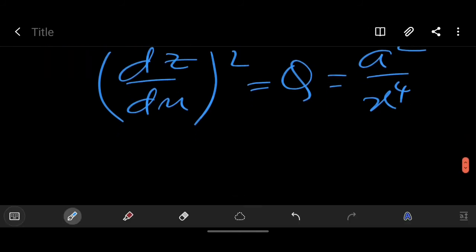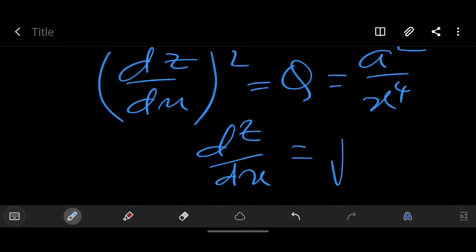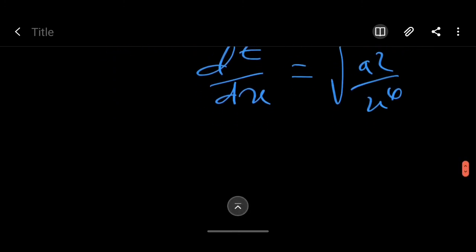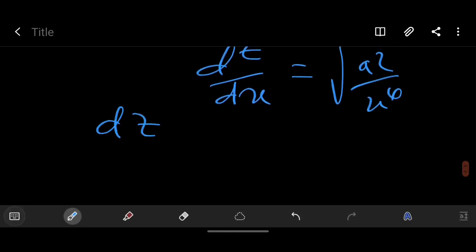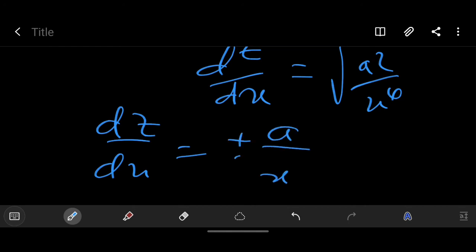After that, we want to find out z. So for (dz/dx) whole squared, we have to eliminate this square, which we can do by taking roots. If we take the roots on both sides, it becomes dz/dx equals root of a squared by x power 4. Taking the square root, we get dz/dx equal to plus or minus a by x squared, right?